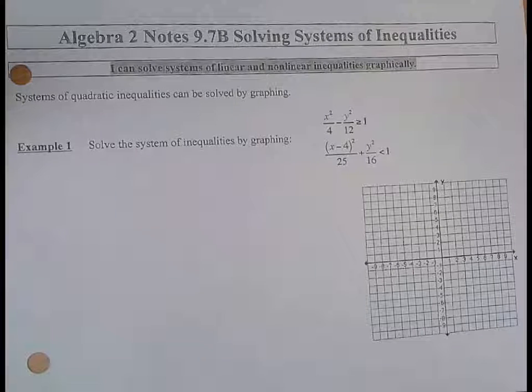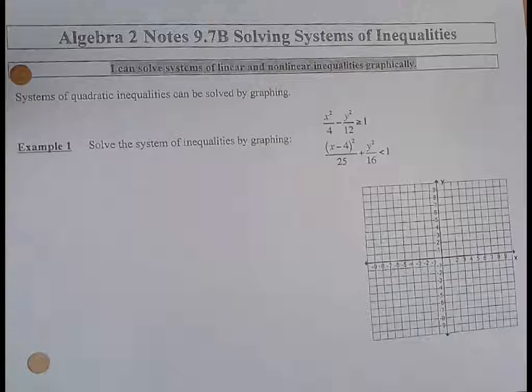Okay, so we are solving systems of inequalities today for conic sections. So I need your attention up here, please. I just said I need your attention, so if you didn't hear me say that, it's because you're having a side conversation right now. Solving systems of inequalities that involve conic sections, we will also review absolute value graphs as well.